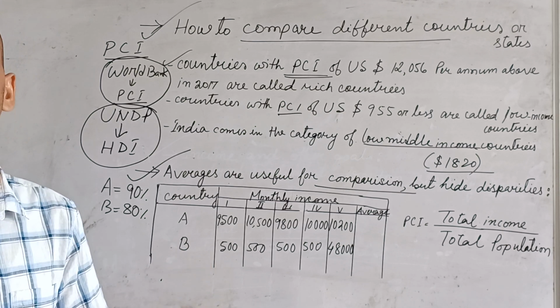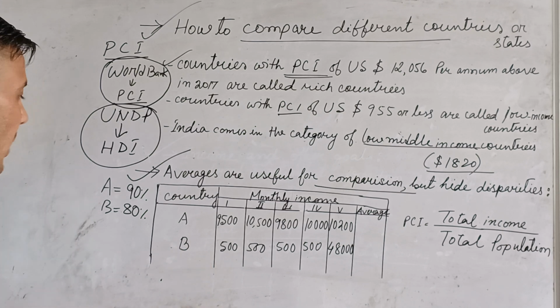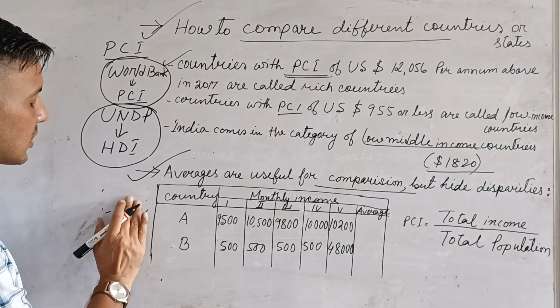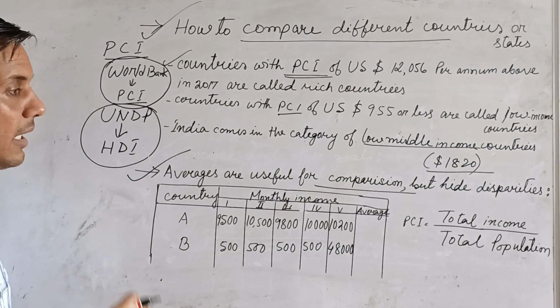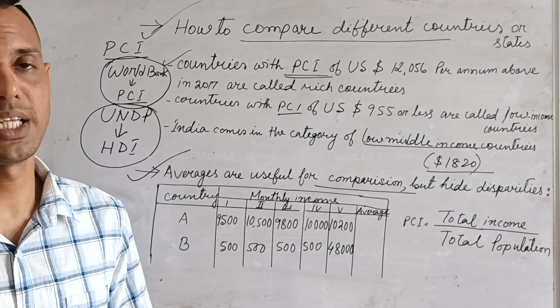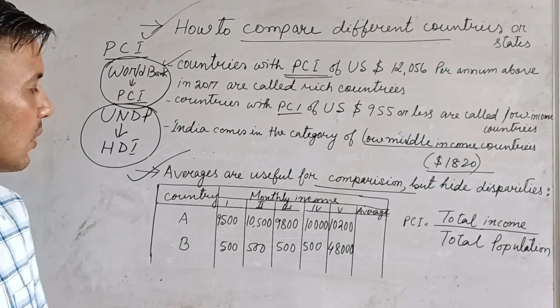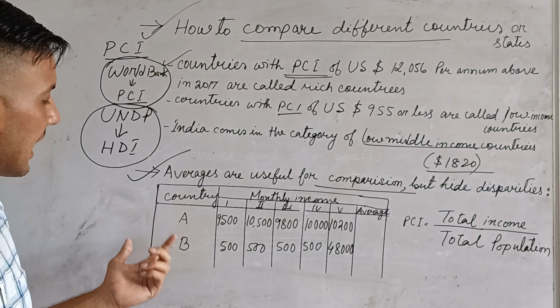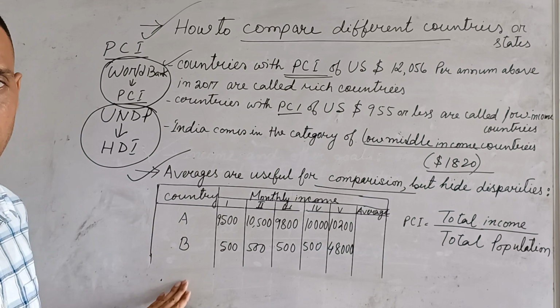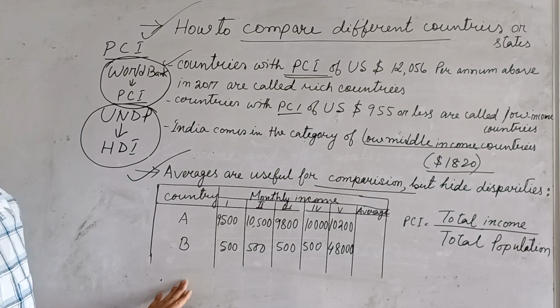Disparities means what? Inequalities. So averages are good, useful to compare, but they hide the disparities, the inequalities. So I will show you one example. See, country A and country B. This example is very important and you have to write it in the exam also.